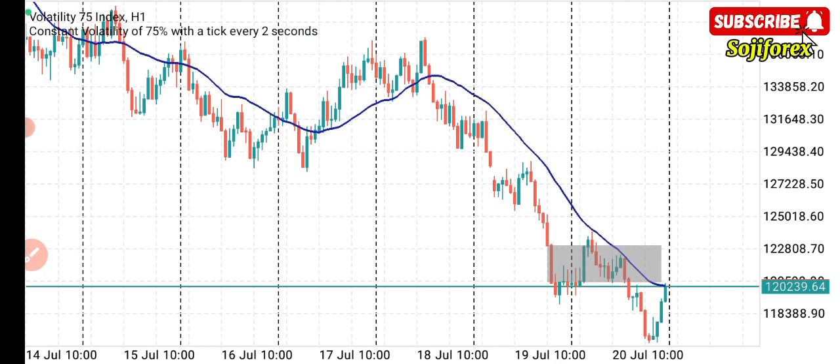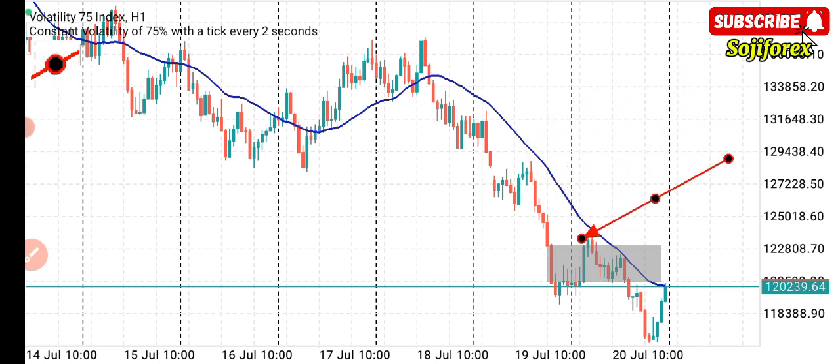So we'll be using this 25 exponential moving average to find our entry, to determine the trend, and also to know the right time frame where we can use this particular indicator. So here we are on our 1 hour time frame.